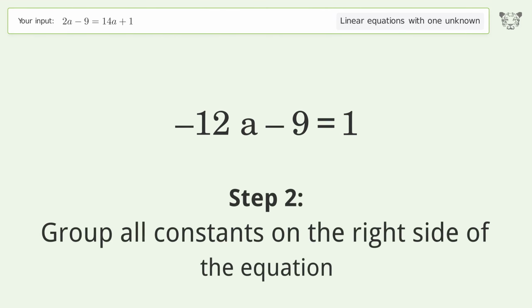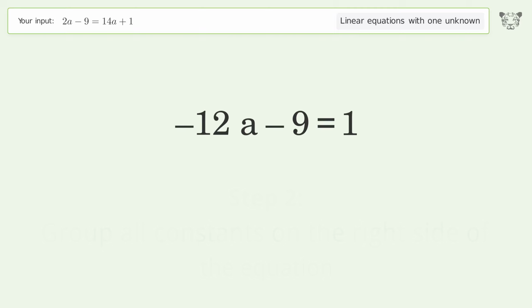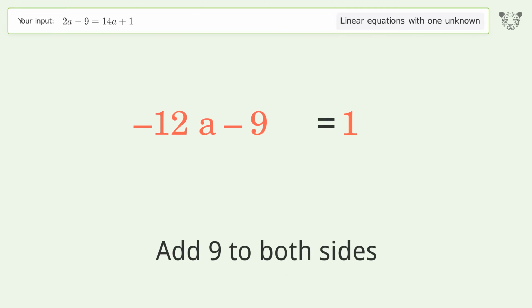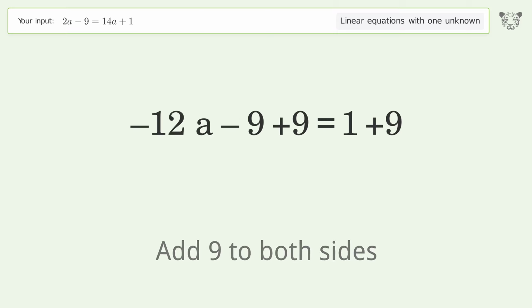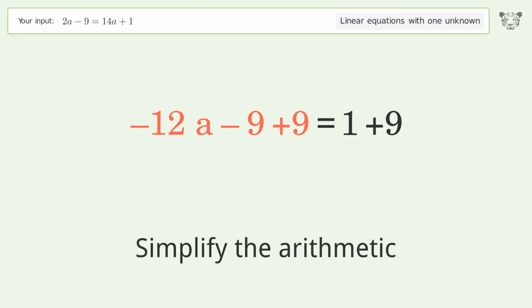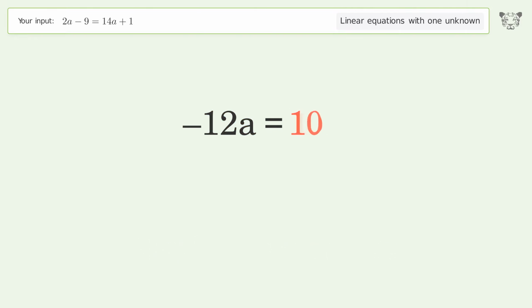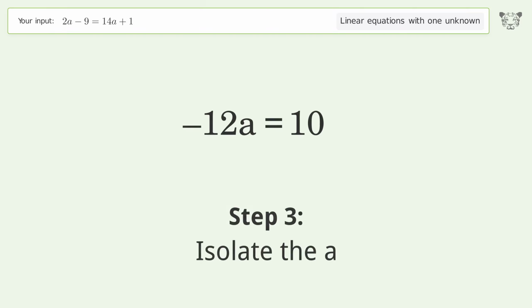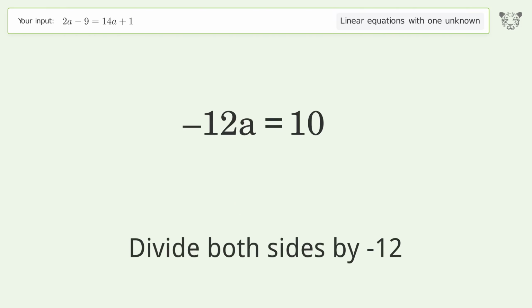Group all constants on the right side of the equation. Add 9 to both sides. Simplify the arithmetic. Isolate the a. Divide both sides by -12.